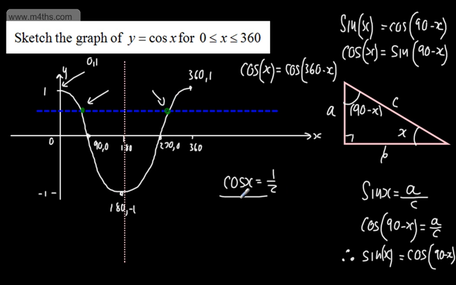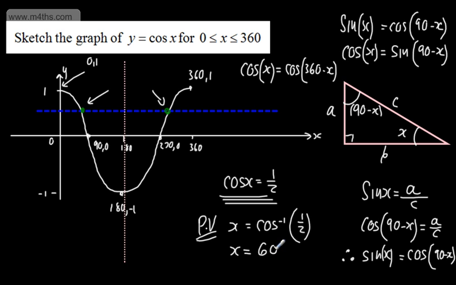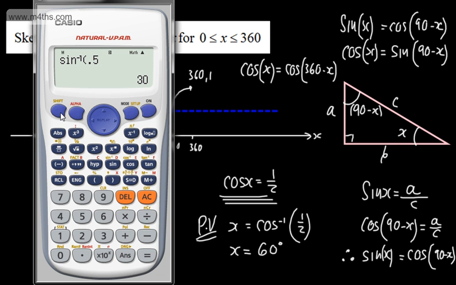So let's go ahead now and solve this equation. Principal value, x is going to be equal to the inverse cosine of 1/2. Again, this is going to give me a special angle, and that is 60 degrees. If you're unsure, which is quite reasonable at this stage, inverse cosine of 1/2 is going to give us 60 degrees.